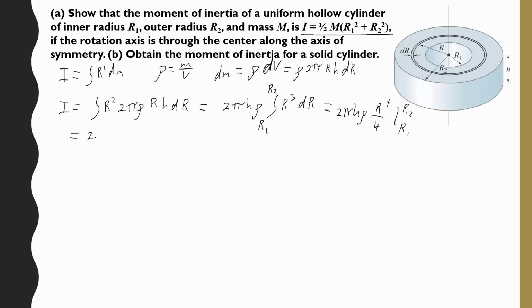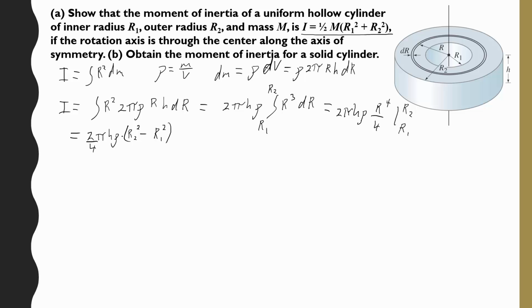That is going to give us 2 pi h rho, might as well put the 4 out over here, and then we're going to have r2 to the fourth, and then we're going to subtract the whole thing with r1, so we might as well just factor out the stuff out front, and we'll end up with this expression here, which isn't exactly what we're looking for. It would be a lot easier to find the moment of inertia of a cylinder just by knowing its total mass than by knowing its height and density and all of these things.